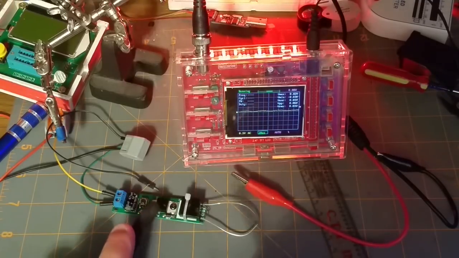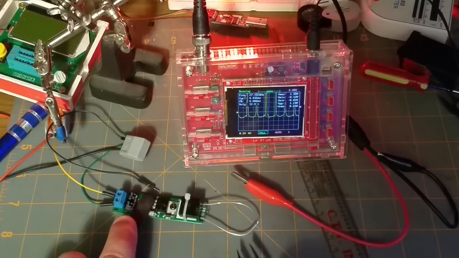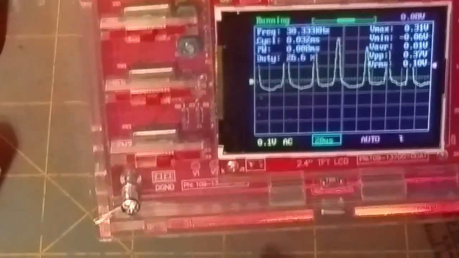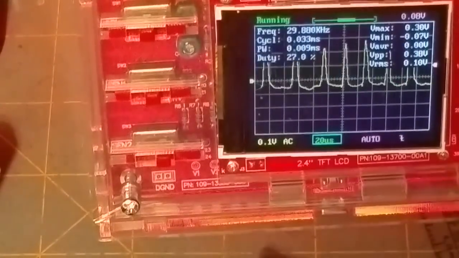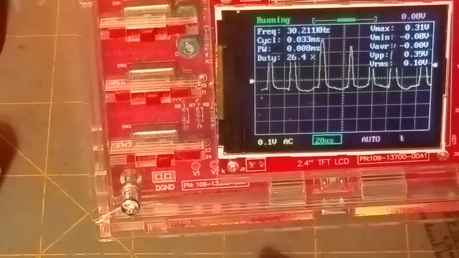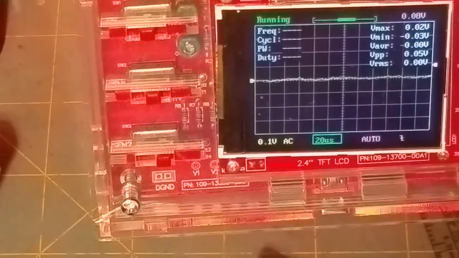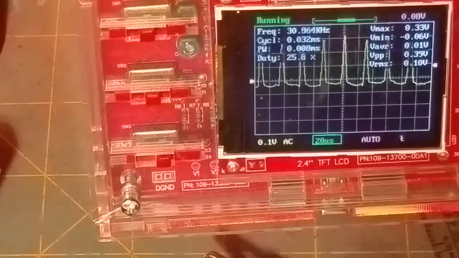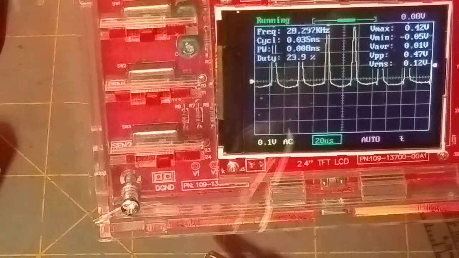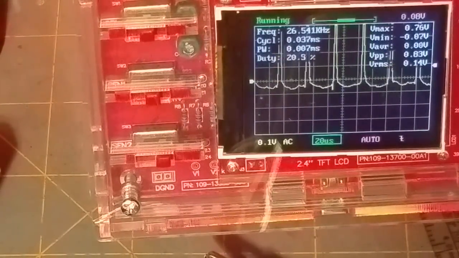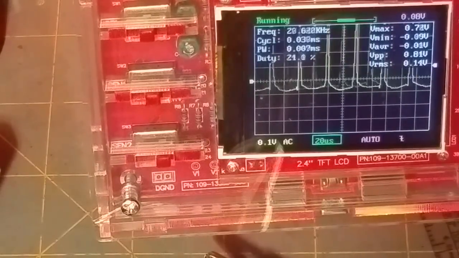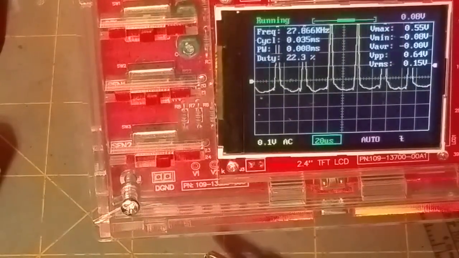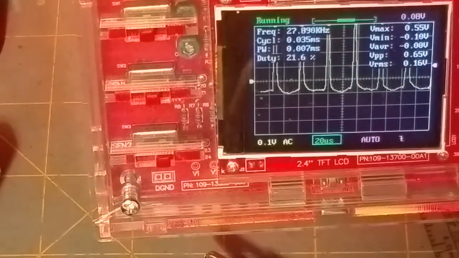So I turn on my power supply and push the button. There's the arc, and there we go. And as you can see, the frequency is about 30 kilohertz and drops to nothing. And actually, I'm going to just break the arc by pulling it apart. And it's about 26, 27 kilohertz without the arc.